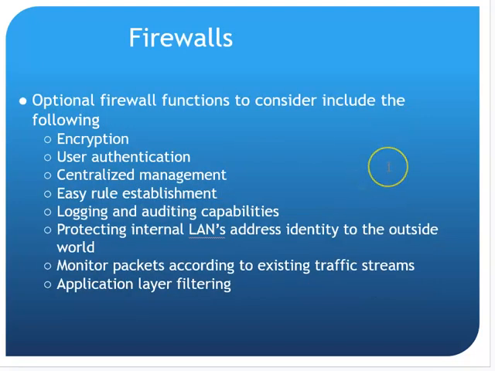Optional firewall functions that would need to be considered or could be considered, whether you're dealing with any kind of encryption, VPN kind of thing. User authentication, centralized management of this, easy rule establishment, logging and auditing, protecting internal LAN's address identity to the outside, like NAT and so forth, monitor packets according to existing traffic streams, application layer filtering, all kinds of other things that might either need to be a consideration or configured as part of a consideration of your security plan.